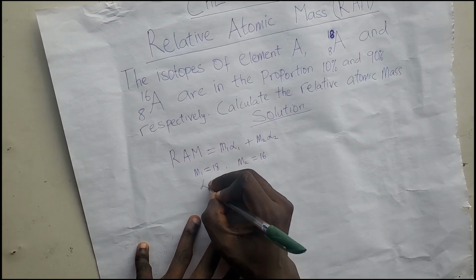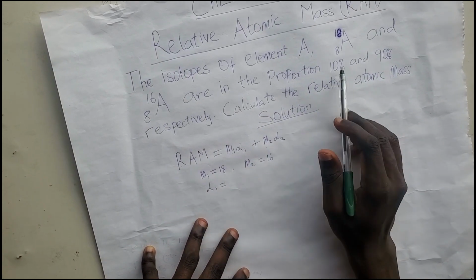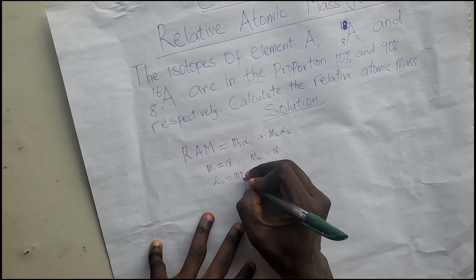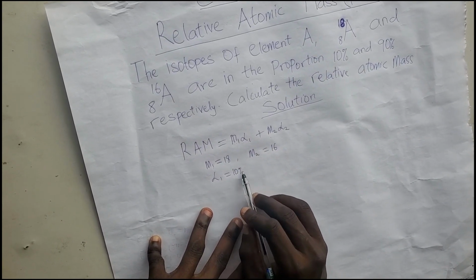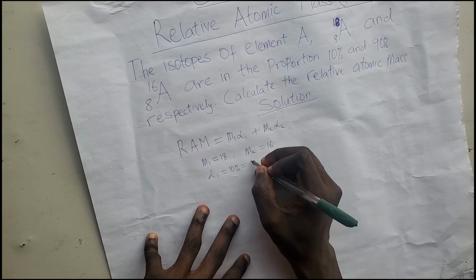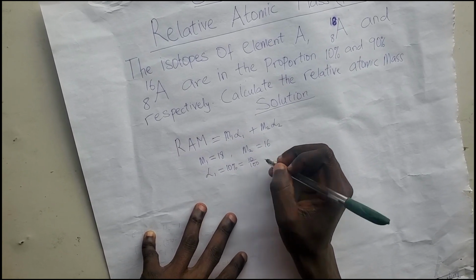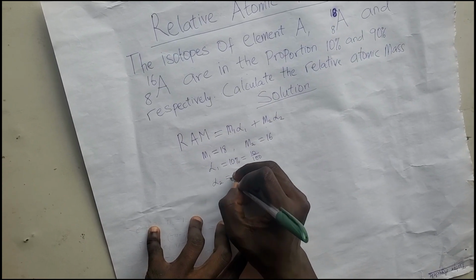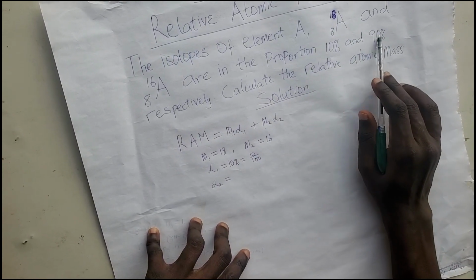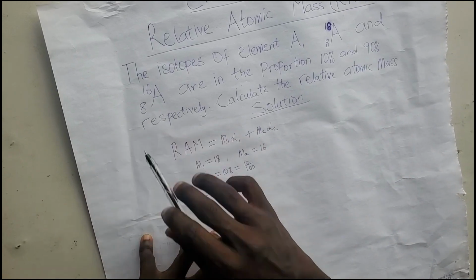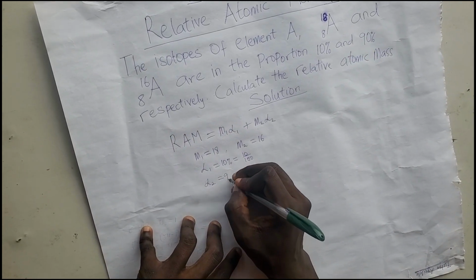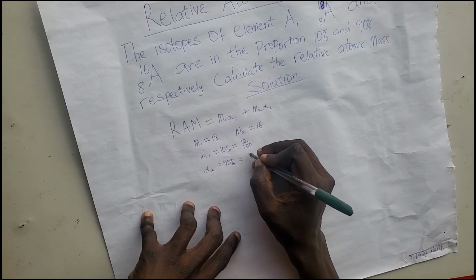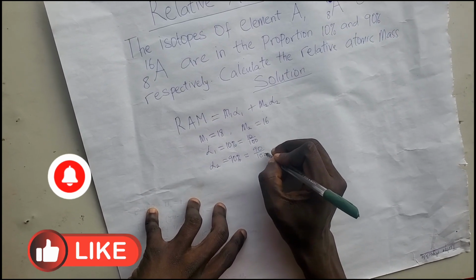So alpha 1, the abundance of isotope 1. This is the first abundance, so it's for isotope 1, which is 10%. And you know that 10% simply means 10 over 100. While alpha 2, the second alpha, is the abundance of isotope 2, which is 90%. Of course, you know that 90% is equal to 90 over 100.